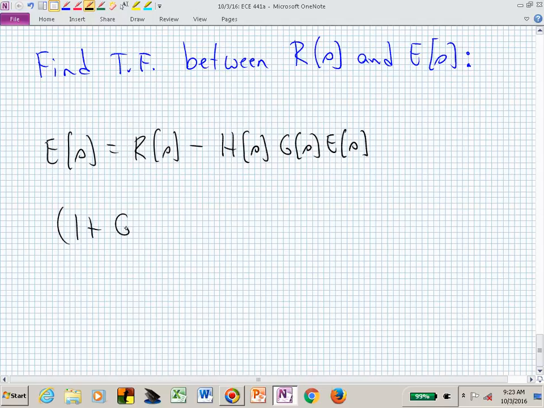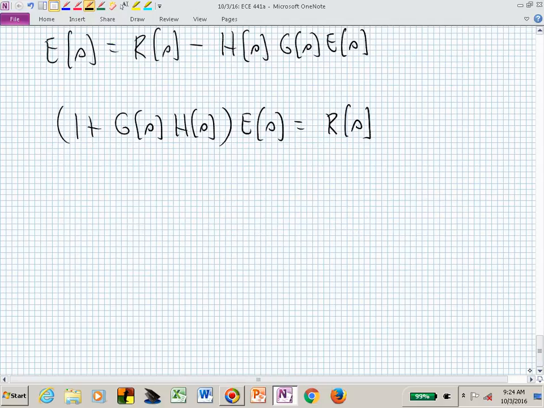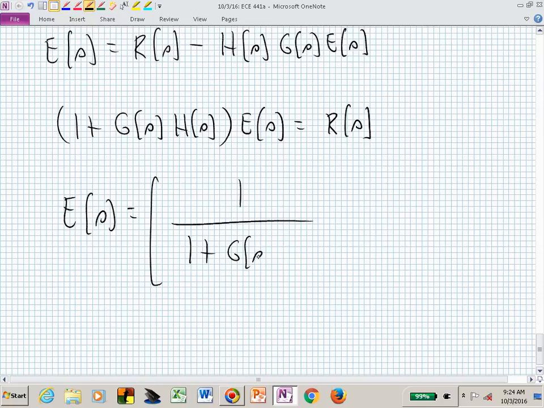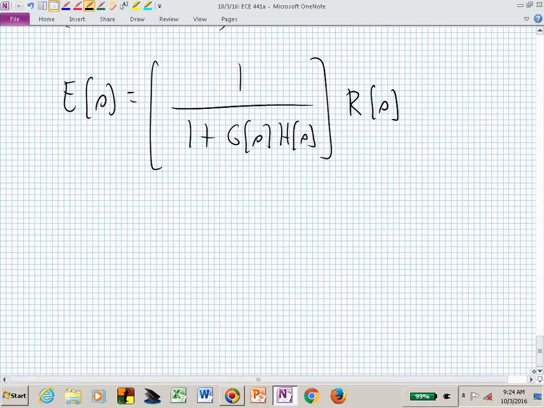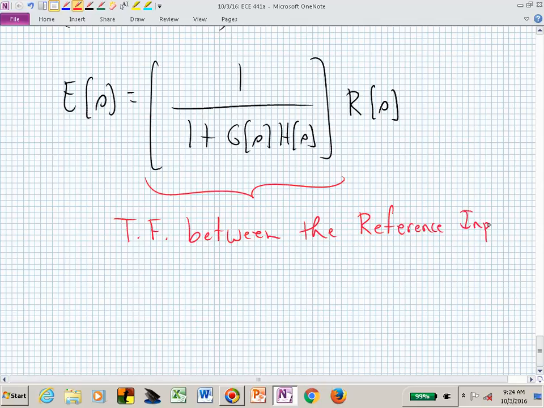So here we have 1 plus G of S, H of S, times E of S is equal to R of S. Or the transfer function, E of S, between the reference input R and the error signal E is now 1 over 1 plus G of S, H of S, times R of S. Which is the transfer function between the reference input, R of S, and the error signal.